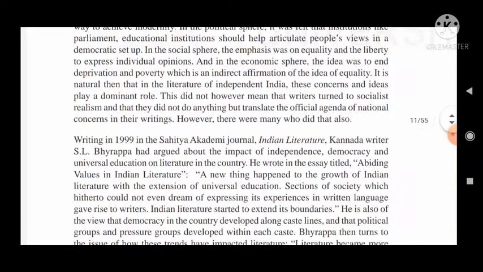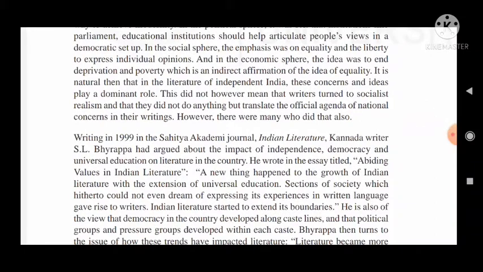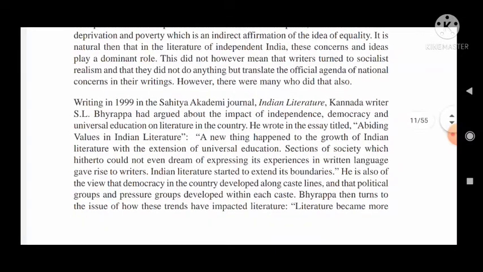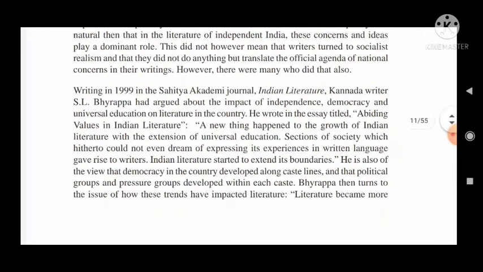In the social sphere, the emphasis was on equality and the liberty to express individual opinions. And in the economic sphere, the idea was to end deprivation and poverty, which is an indirect affirmation of the idea of equality. It is natural then that in the literature of independent India, these concerns and ideas play a dominant role. This did not, however, mean that writers turned to socialist realism and did nothing but translate the official agenda of national concerns in their writings.